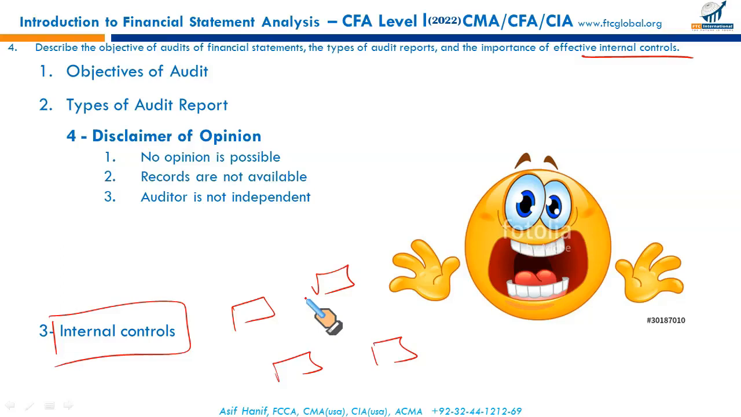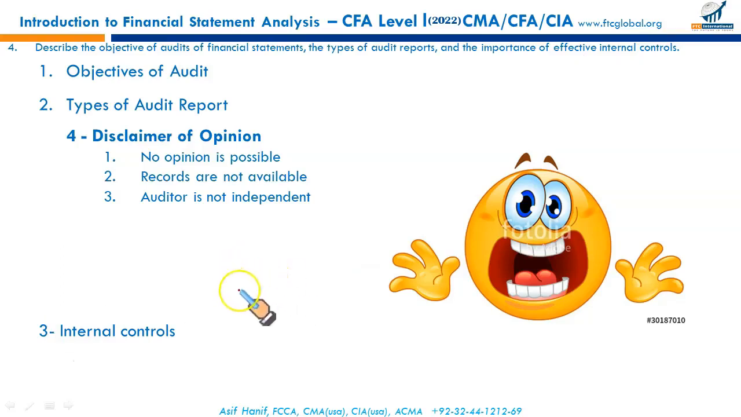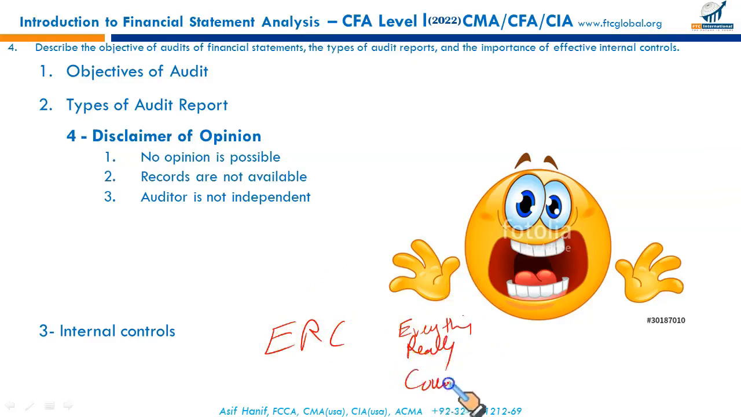You can easily memorize this using this acronym. It will be quite easy for you. ERC. This is what we use in CIA and CMA. ERC, everything really counts. It's a quick way to memorize what internal controls mean. So you can memorize this phrase only. Everything really counts. This is internal control.